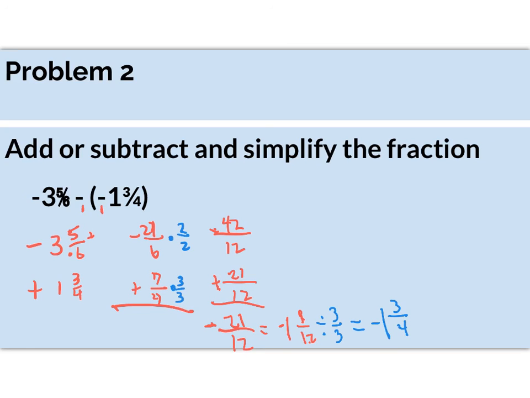How do I know that? If you do 9 divided by 12 in a calculator and do 3 divided by 4 and then do 21 divided by 12 for this one, you'll get the same decimal answer. And that's how you know your problem is correct.